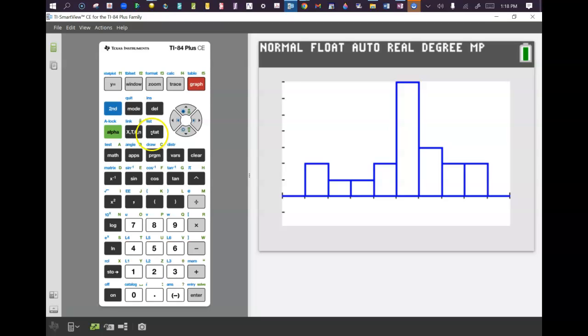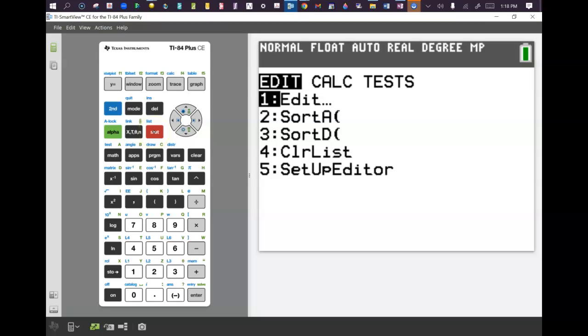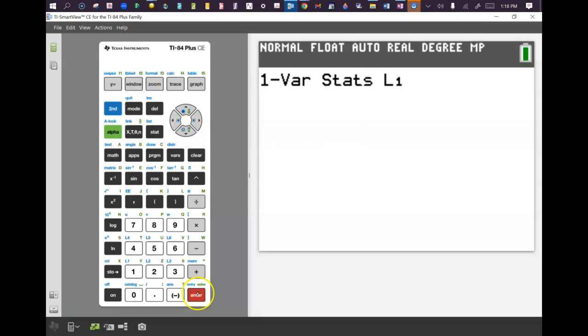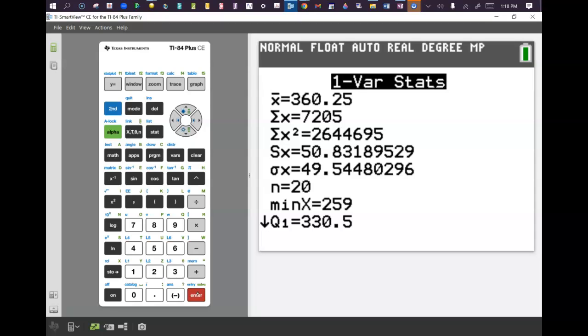As a reminder, you would hit stat, calc, one variable stats, and tell the calculator where your data is. Mine is in list 1, and then we hit calculate. Even though your calculator says X bar, because it doesn't know whether you're talking about a sample or a population mean, our population mean is 360.25, and our population standard deviation, sigma x, is 49.54.